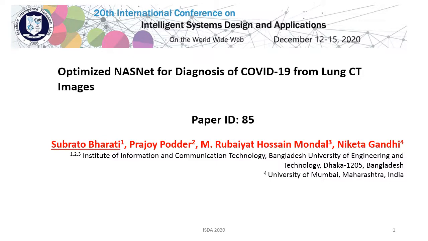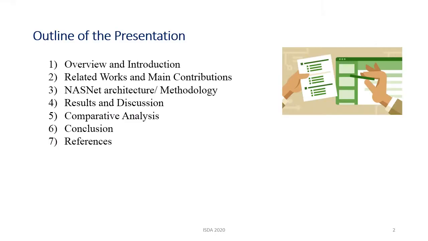I am presenting a paper in the 20th International Conference on Intelligent Systems Design and Applications. The paper name is Optimized NASNet for Diagnosis of COVID-19 from Lung CT Images. My paper ID is 85. This is the outline of the presentation.